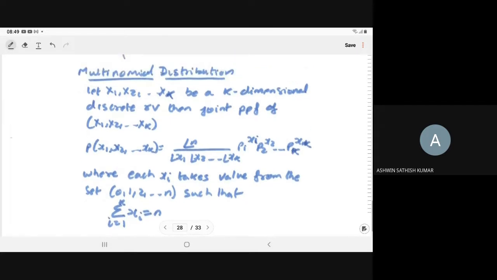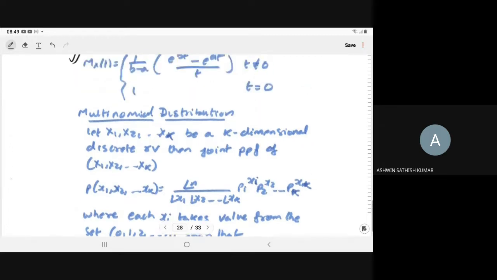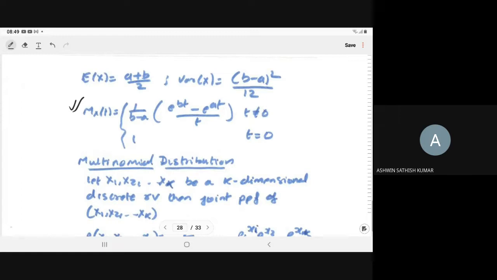Sir, can you scroll up a bit? Can you scroll up a bit, sir, for that formula for MGF? Yes, sir. Thank you.